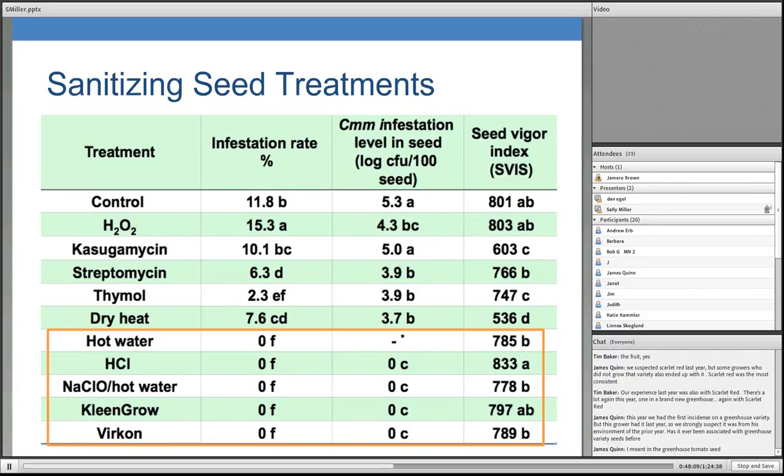So you have hot water. This is hydrochloric acid, which is used fairly commonly. Also, we tried hot water with sodium hypochlorite or bleach, and then Klingo and Virkon are a couple of disinfectants, and I'm going to talk about those later. So all those are effective, but the two that are just the Clorox and hot water treatment are on the fact sheet.